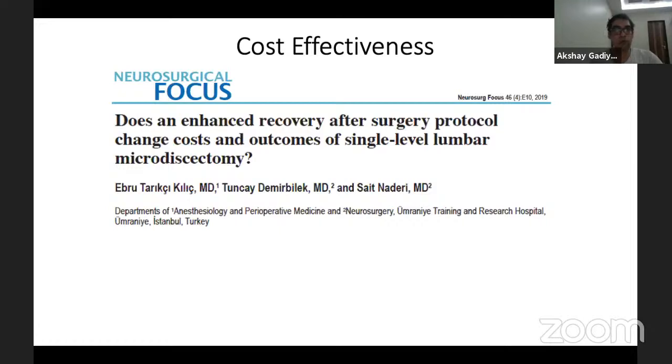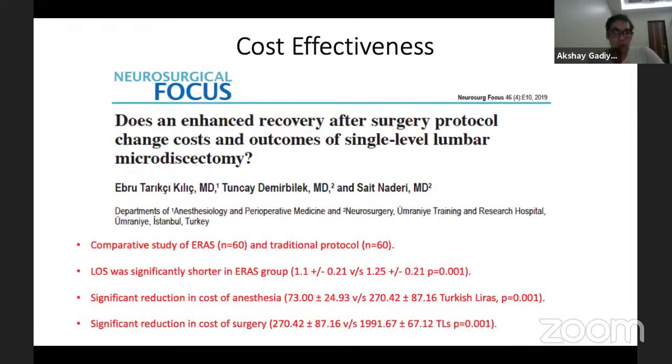This one paper, which was published in Neurosurgical Focus, was a comparative study of ERAS versus traditional protocol for patients undergoing single level lumbar microdiscectomy. This study showed that the length of stay was significantly shorter, favoring the ERAS group, as well as a significant reduction in cost of anesthesia as well as cost of surgery.